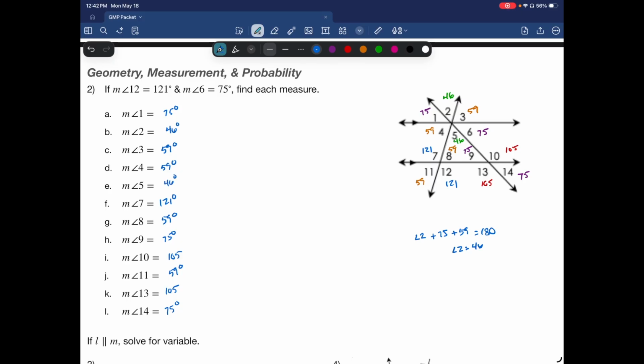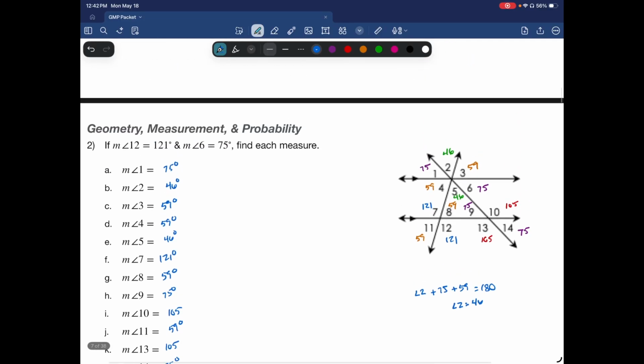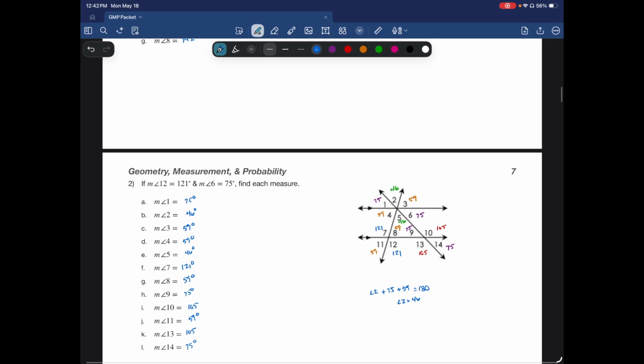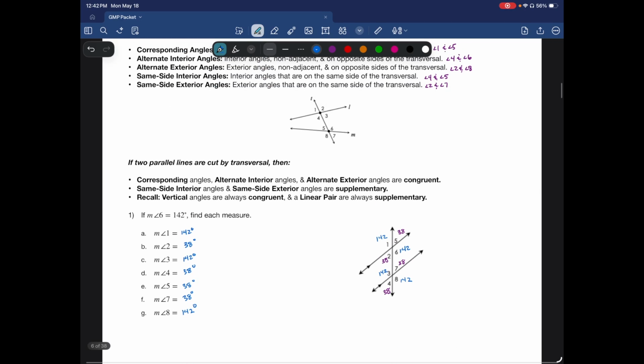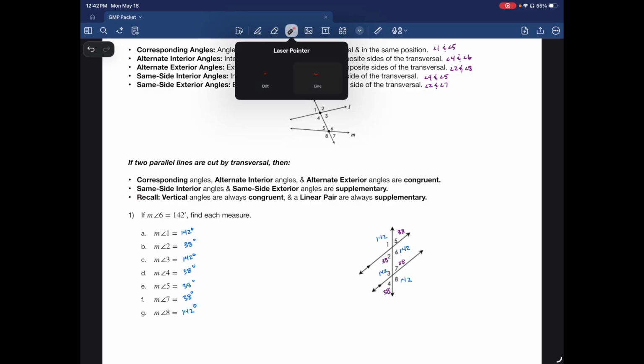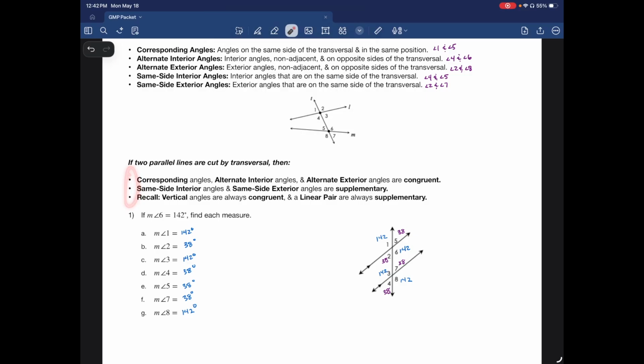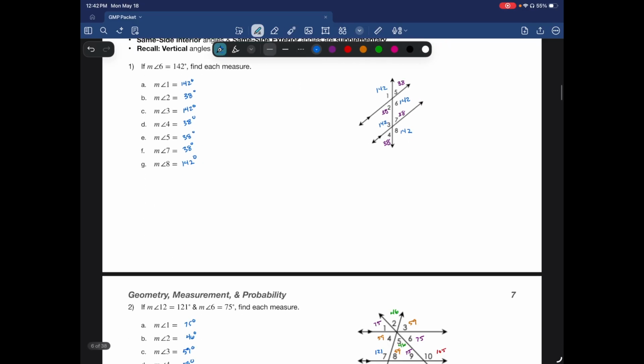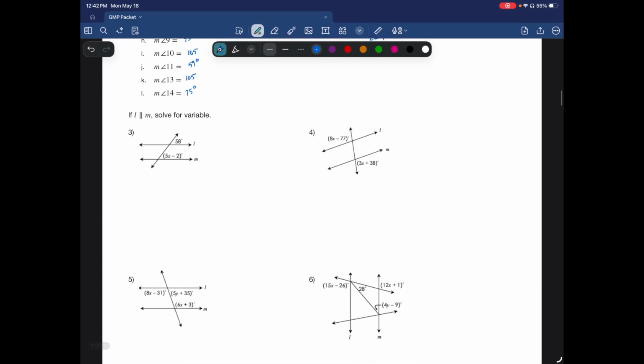All right, there you go. So that's how you would do something like that. And that's how you use all these angles right here to figure that out. All right, now using those same relationships, we're going to set up some problems and work them algebraically.